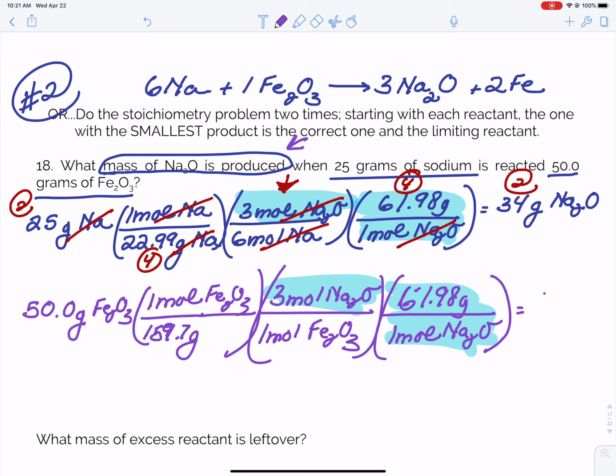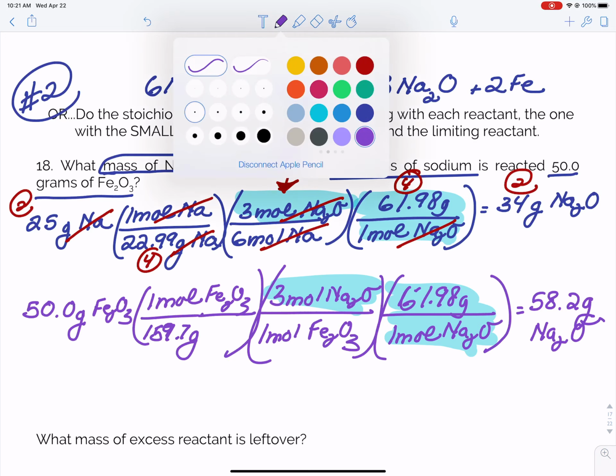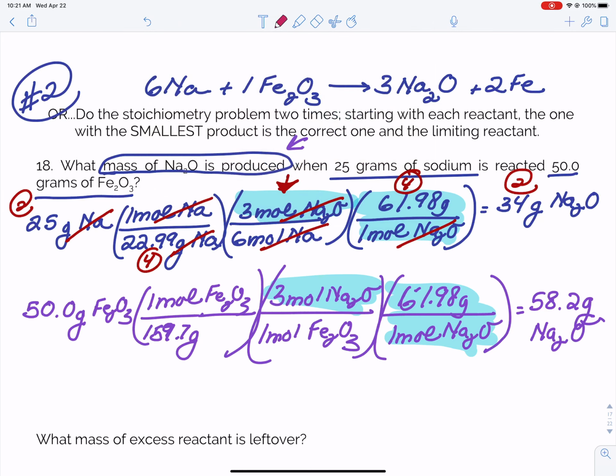When I do this one out, I get 58.2 grams of Na2O. One thing that's really important when you do these problems is that you are very clear about what your answer is. Because if you just leave it like this, I don't know what your answer is. Is your answer 34 or is your answer 58?